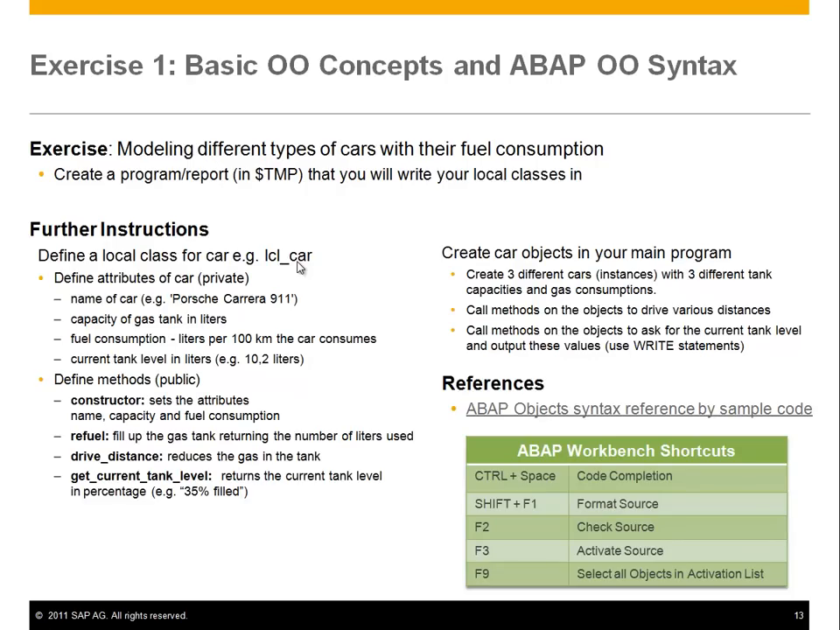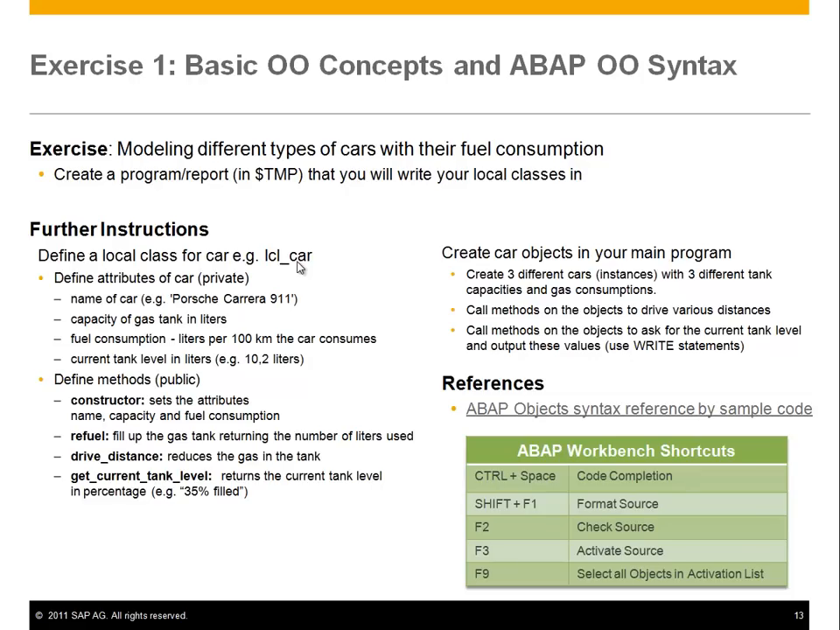Then you should make a method refuel, which fills up the gas tank and returns the number of liters used to refuel. So how many liters did you add to the tank? Drive distance simulates that you drive with this car a certain amount of kilometers, and of course this reduces the gas in the tank until it's empty, and then you stop. And then you can call the car and ask, what is your current tank level? And this we want to get back in percentage, so 0.35 means 35% filled, and that returns the current tank level in percentage.